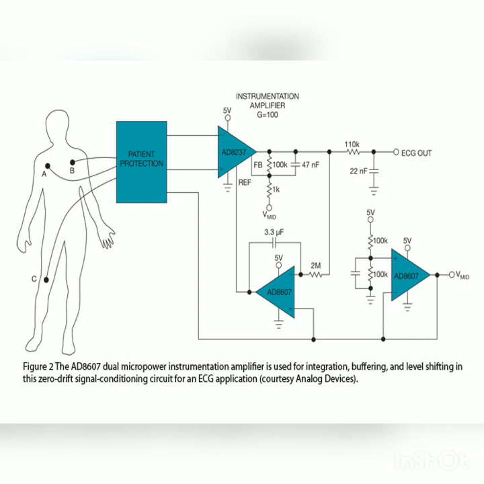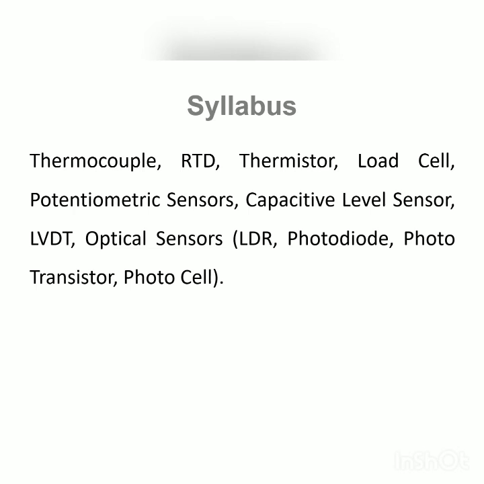That signal conditioning circuit may use different devices, in terms of different ICs, and whatever different ICs we are going to use, the output will be obtained. Under this unit, the different transducers like thermocouple, RTD, thermistor, load cell, potentiometric sensors, capacitive level sensors, LVDT, optical sensors like LDR, photodiode, phototransistor and photocell. These we have to cover.